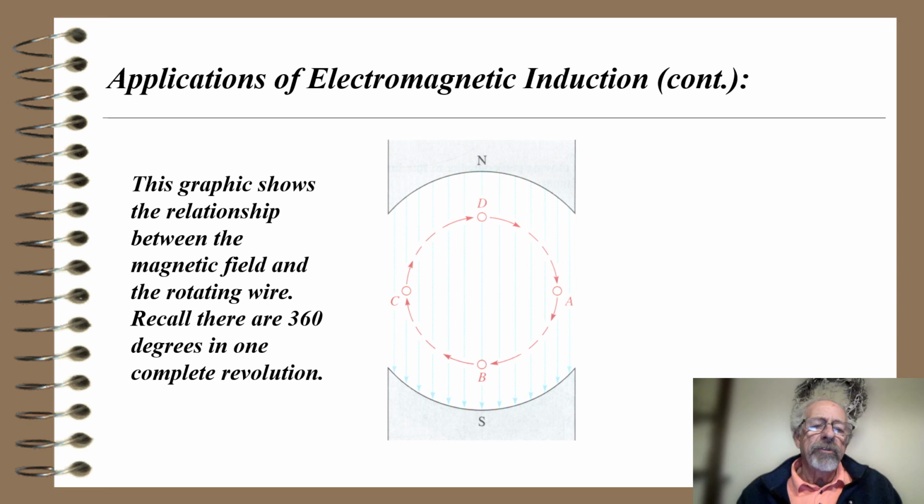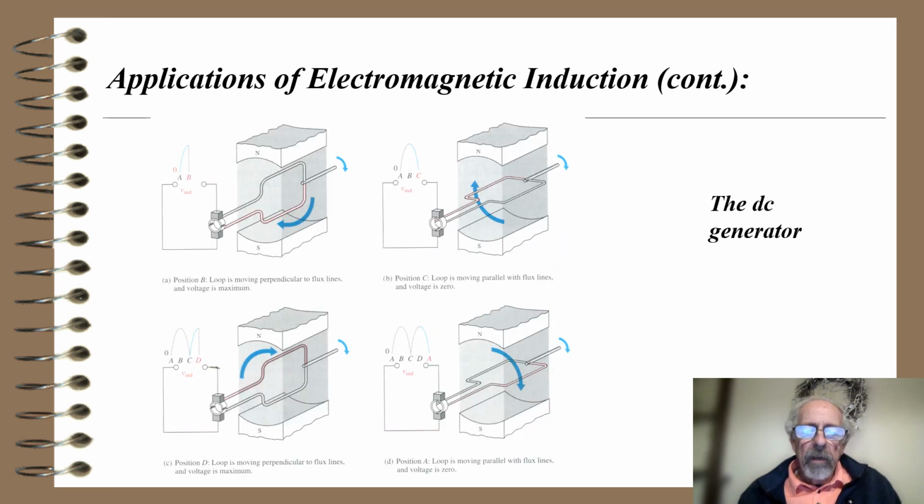This graphic shows the relationship between the magnetic field and the rotating wire. Recall there are 360 degrees in one complete revolution. So here are 4 steps which will show you a complete rotation of this DC generator with the wire brushes.